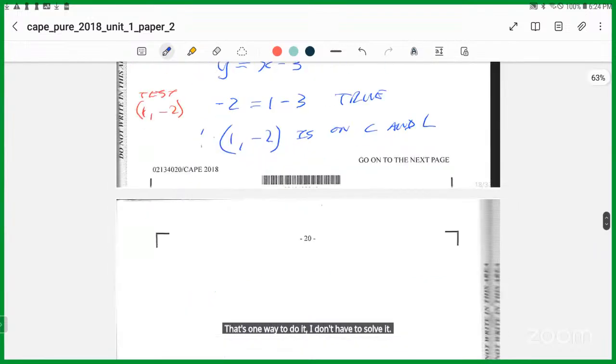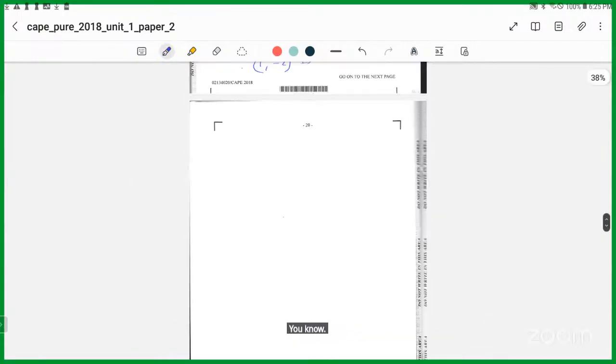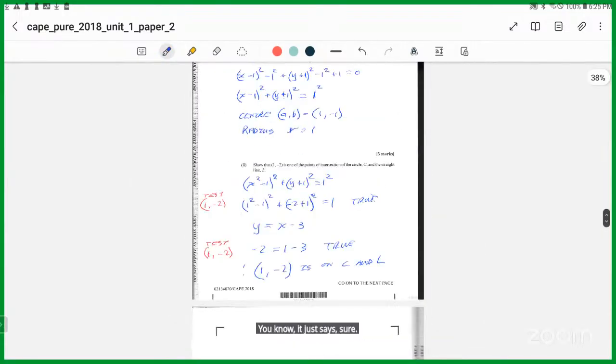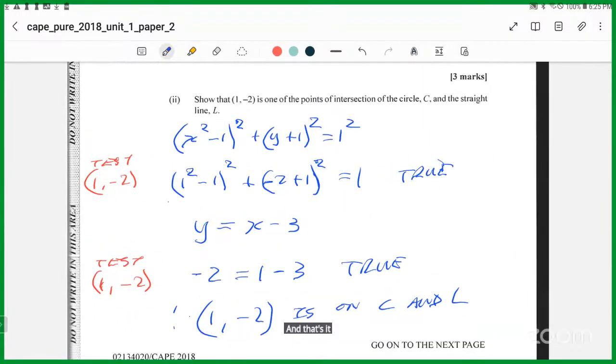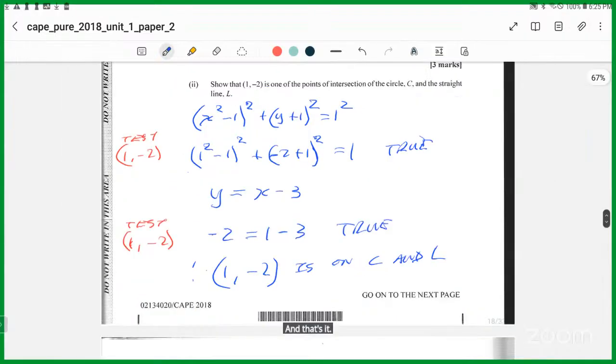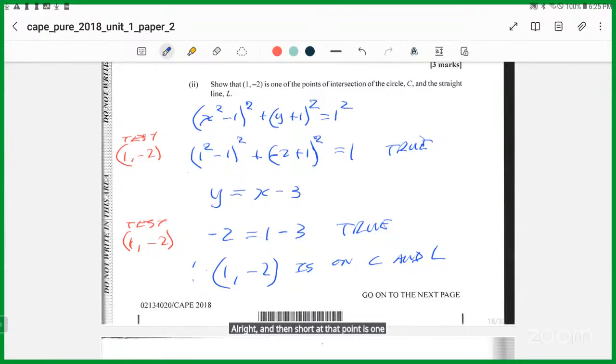It doesn't give you so much space, you know. It just says show that there is one point of intersection with the line. And that's it. I don't have to do all of that. Show that the point satisfies the two equations, and that's good enough. If you want to solve them, you could go ahead and solve them, and then show that that point is one of the solutions.